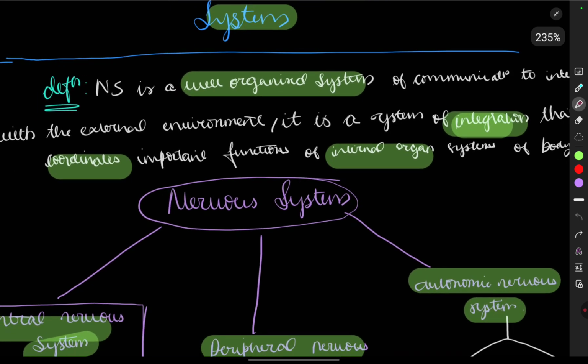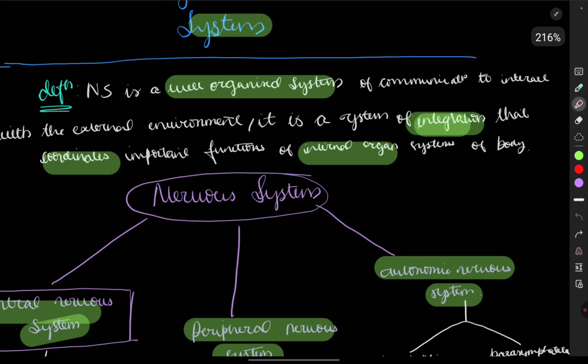So we are going to see the definition first. What is the definition of the nervous system? The nervous system is a well organized system of communication between the internal and the external environment. It is a system of integration that coordinates important functions of internal organ systems of the body.